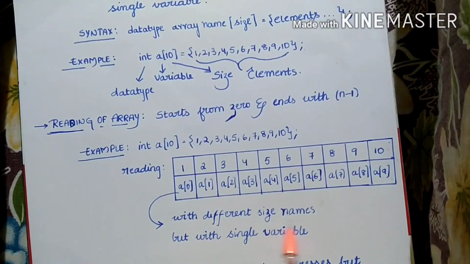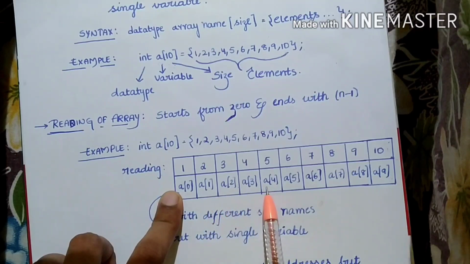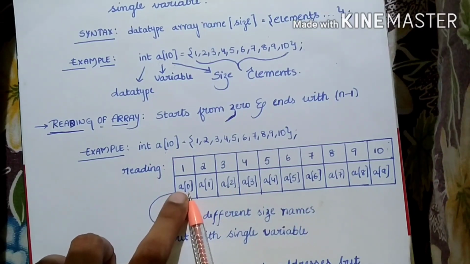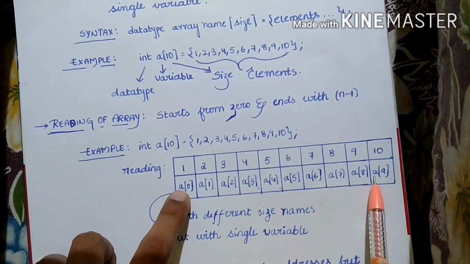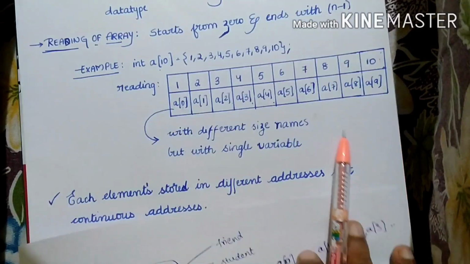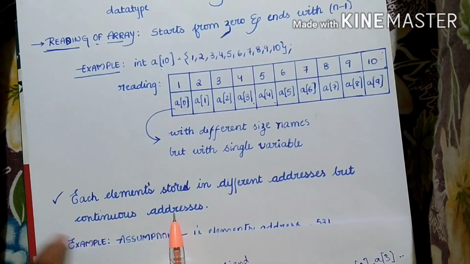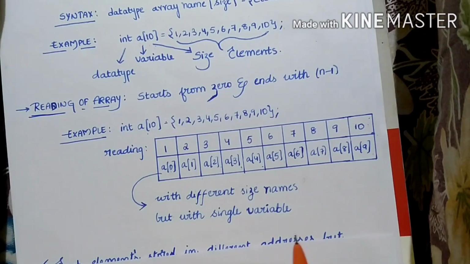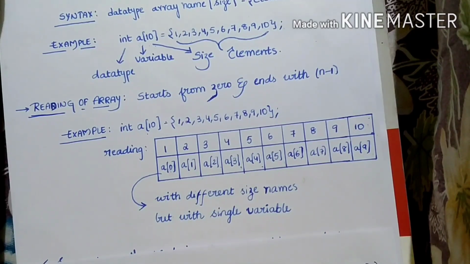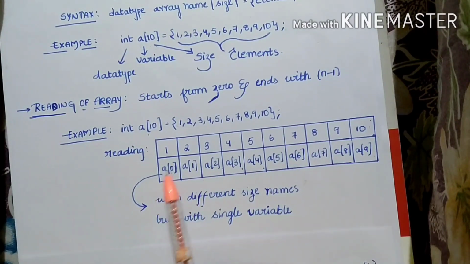These are the different variable names actually. These all share the similar one, a. a is the main variable as I said before, and these are the different internal variables of this main variable. Each element is stored in different addresses but continuous addresses. They will not all have the same address for every element. They will have different addresses. We can't define it, it will depend on the compiler.